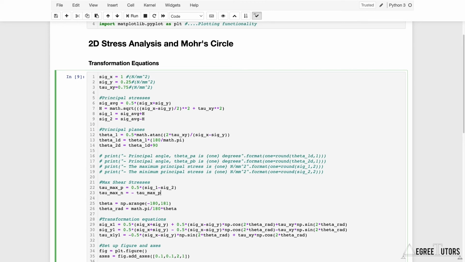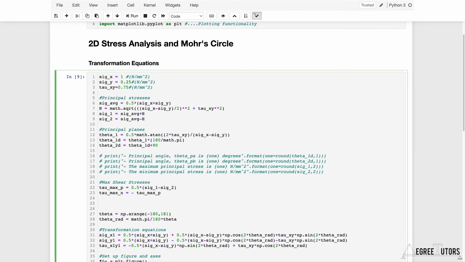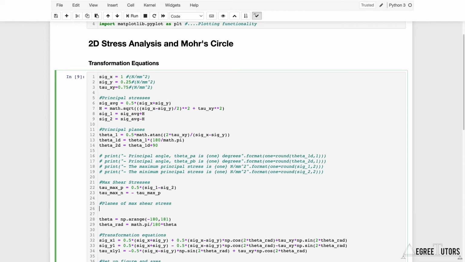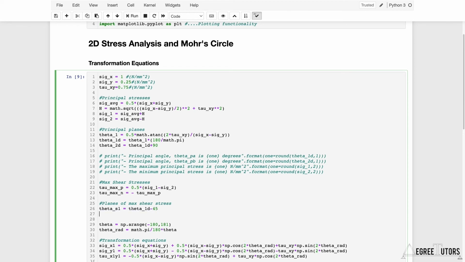All right, and now we're going to plot our planes of maximum shear stress. It's going to be a very quick one, this. Let's call that theta S1, and that's going to be equal to, again, theta 1d minus 45, and then we're going to have theta S2 is equal to theta 1d plus 45. Again, this is just coming straight out of our notes, what we've just derived.